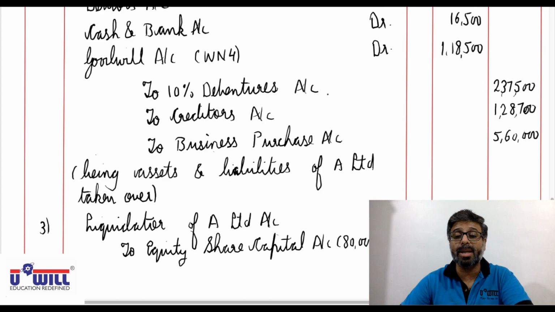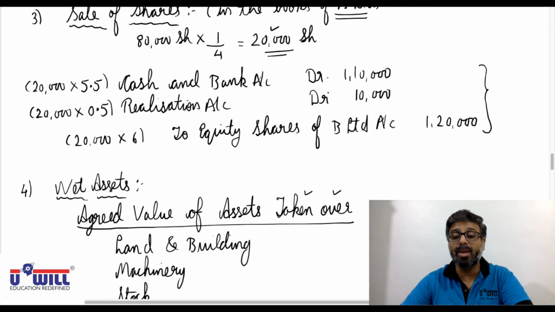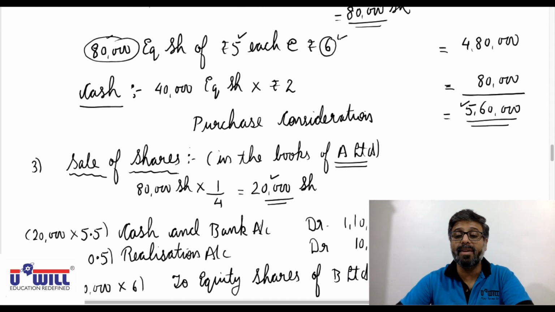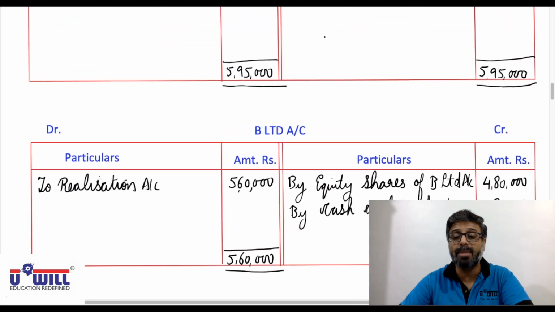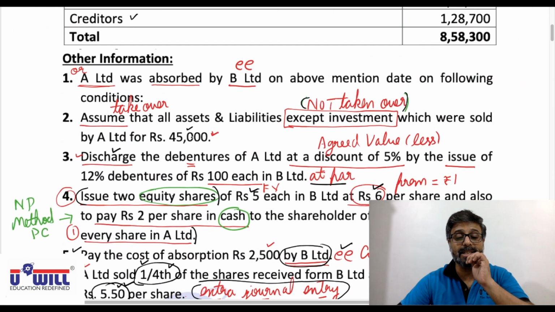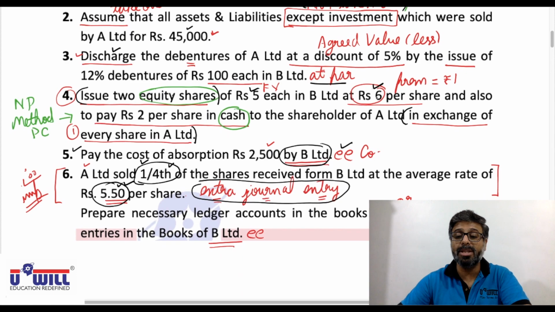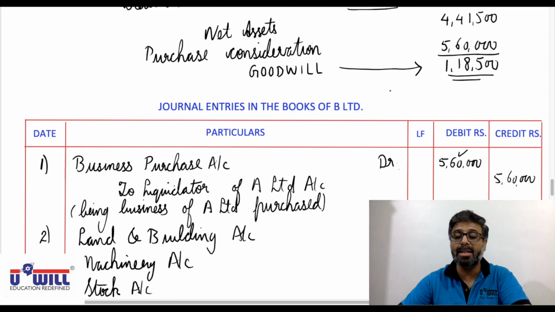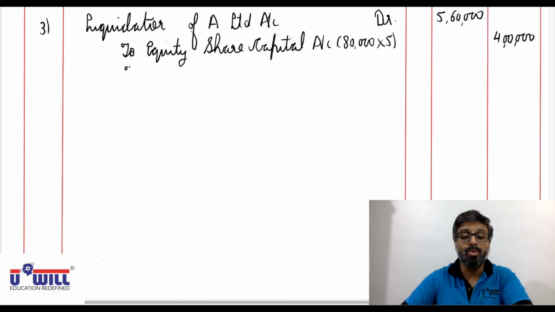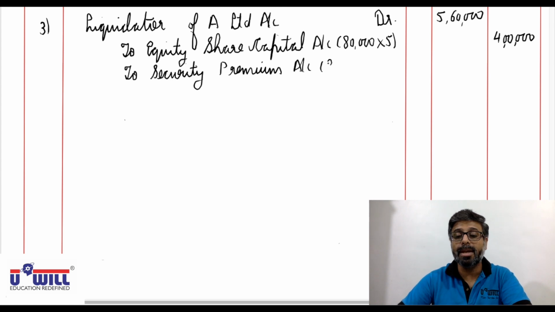But the shares were given at 6 rupees. Okay, 5 rupees shares were given at 6 rupees. 1 rupee was premium, that we have written in these adjustments also, that 5 rupees shares valued at 6 means there is a premium of 1 rupee. So same 80,000 shares, to securities premium account with 80,000 shares into 1 rupee, that is 80,000.